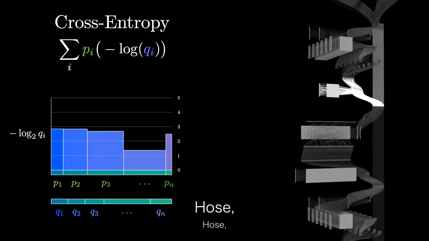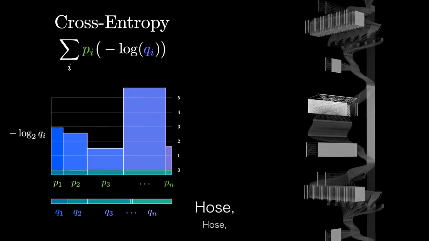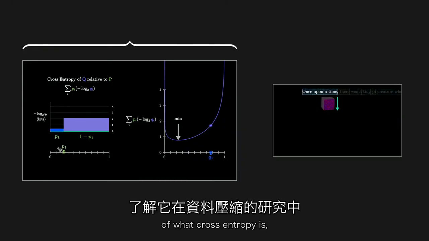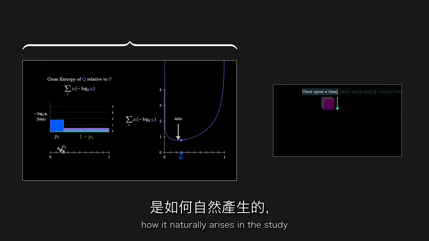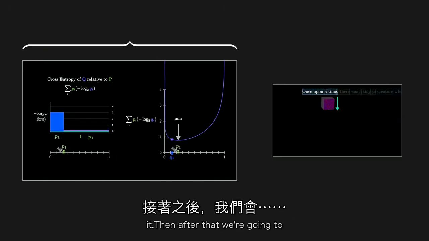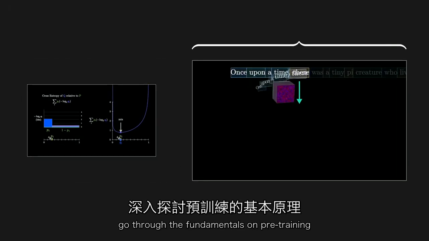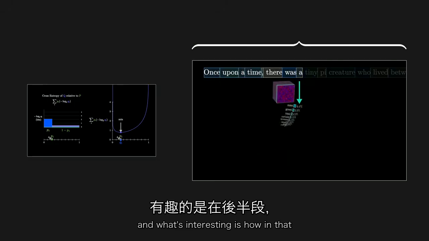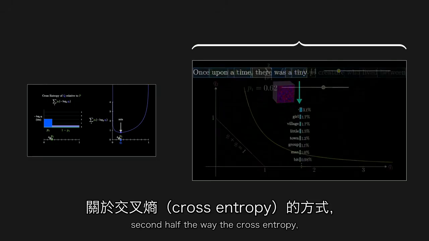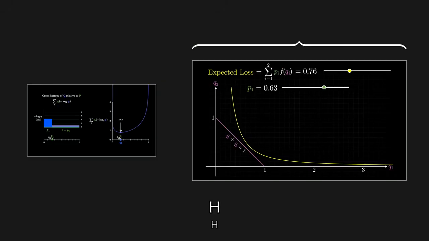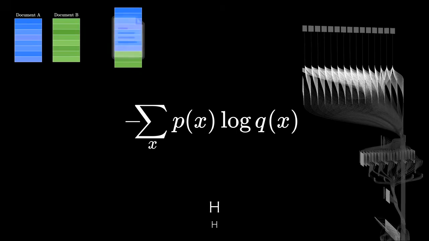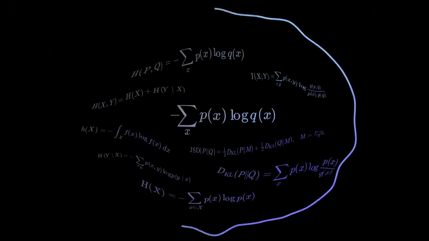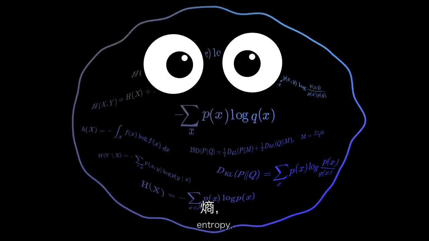Most of what I want to do with this video is provide a lesson that goes back to the basics. We're going to spend the first half on the fundamentals of what cross-entropy is, how it naturally arises in the study of compression, and how you can visualize it. Then after that, we're going to go through the fundamentals on pre-training and distilling language models. And what's interesting is how, in that second half, the way that cross-entropy arises initially looks completely different. It seems unrelated to compression. But whenever you see the same formula pop up in two separate contexts, it's math's way of kind of winking at you and hinting at a connection.